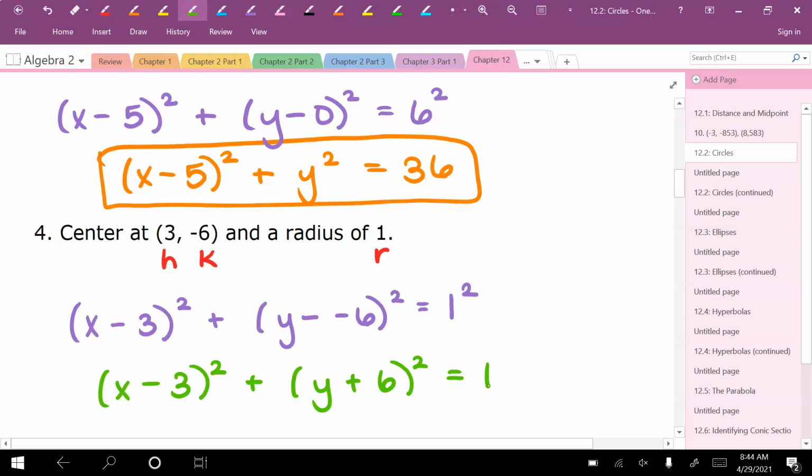So anytime you have a negative number in for your center, it's going to change that sign in the parenthesis to a plus sign, because you're always going to have minus a negative.